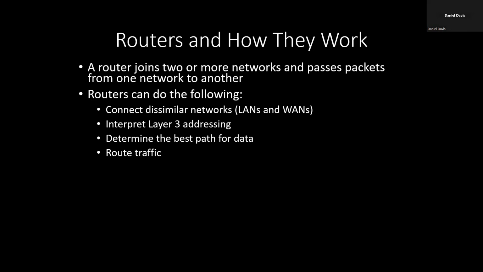Okay, what is a router and how does it work? A router is a device that joins two or more networks and passes packets from one network to another. A router can do the following things: connect to similar networks like LANs and WANs, interpret layer 3 addressing, and determine the best path for data. We'll talk a little bit more about how they do that in a bit when we talk about routing protocols. But the key thing is they route traffic.